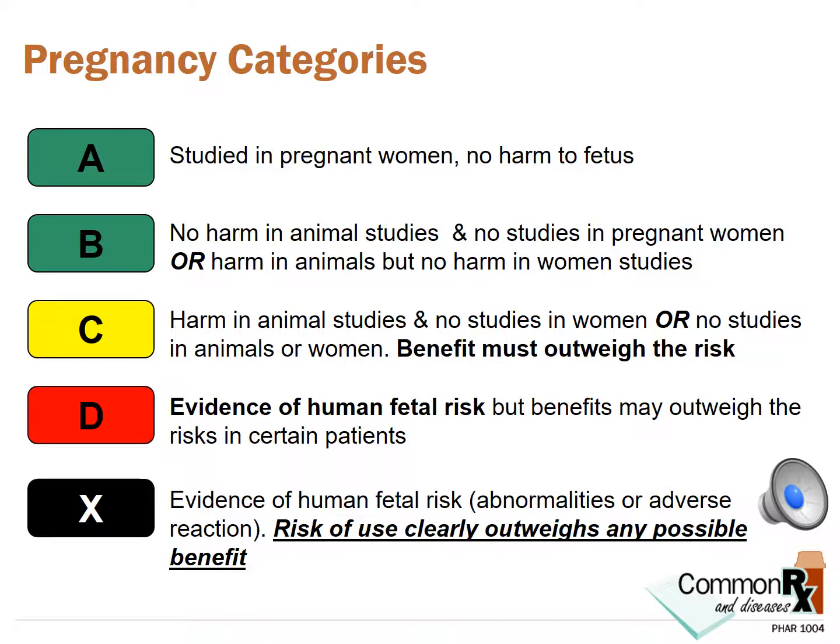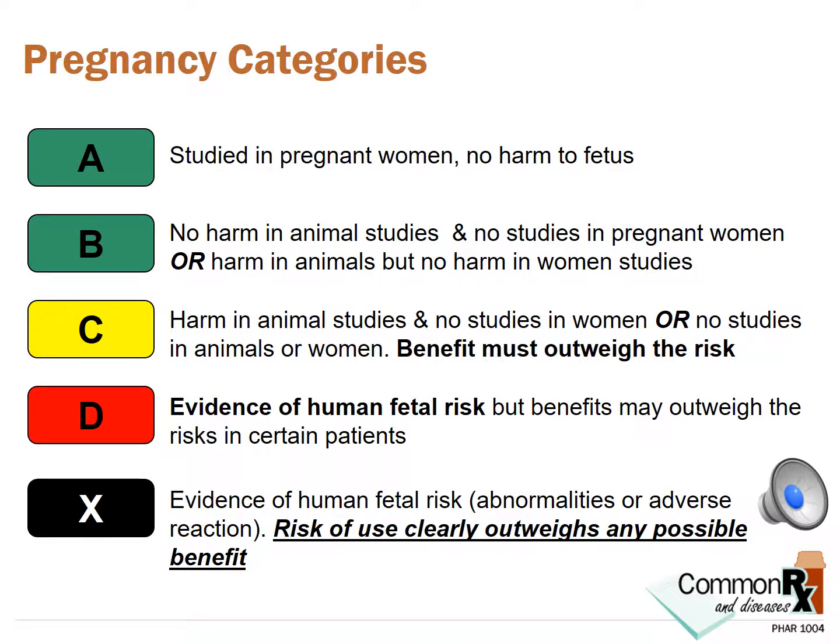Category A is the best, where we have studies that show that there is no harm to the fetus when pregnant women take the drug. Category B is slightly lower. With Category D drugs, we have proof that the drug can harm the fetus, but there are situations where the benefit may outweigh the risk. For example, if the life of the mother is at risk, then the drug can still be used.